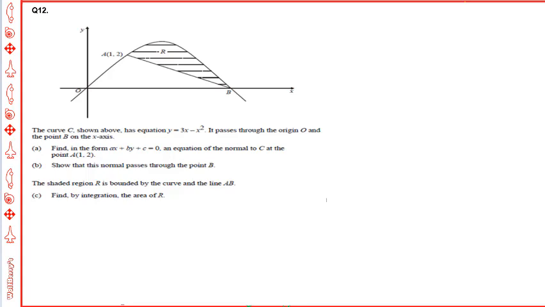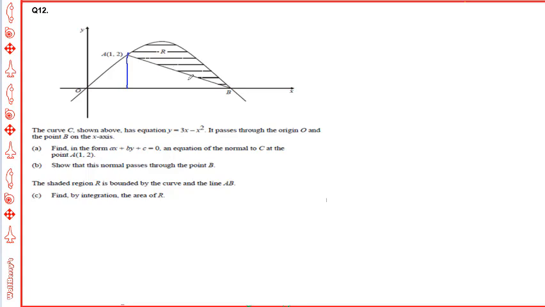So in this problem here, we're ultimately told to find the area, that's this area here. Now, in order to find it, we need to find the area under the curve minus the area of this triangle here, let's draw a line down, is equal to the area of the shaded region R. In order to achieve that, we must first find the equation of this line here.